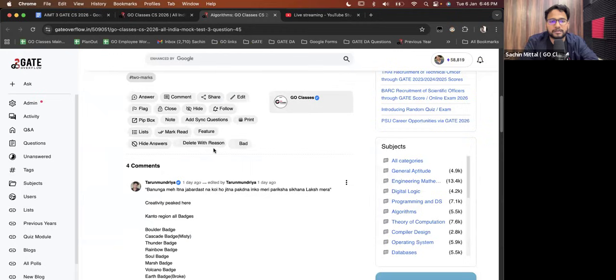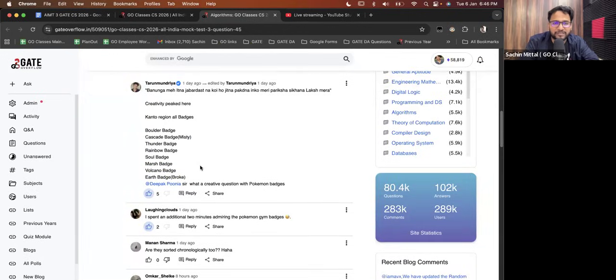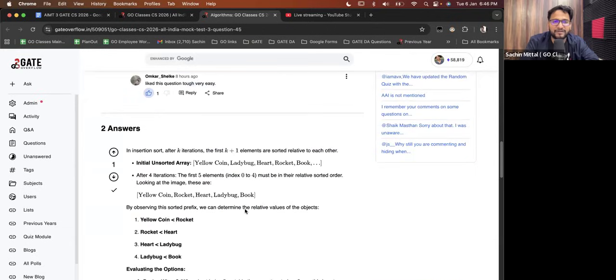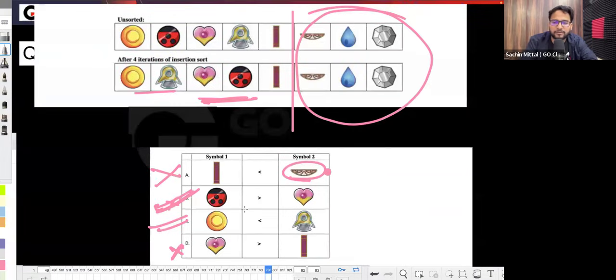And I think many people have appreciated the wedges that we are using. I spent an additional 2 minutes admiring the Pokemon gym wedges. I like the question, though it was very easy. Yes, it was an easy question, but I hope that you people liked it.